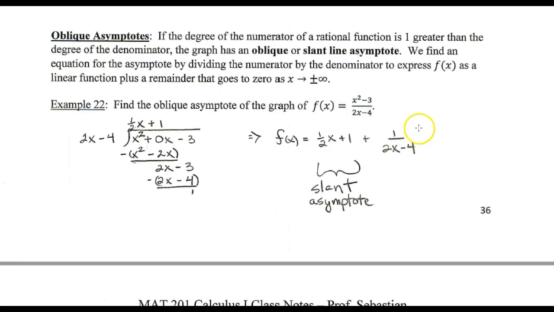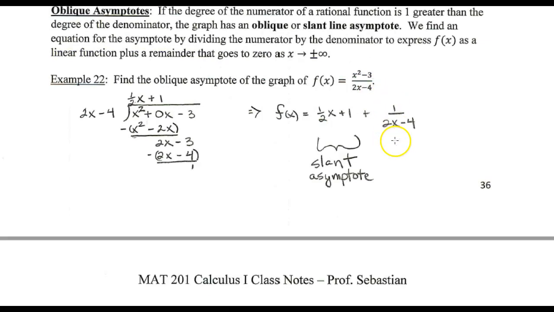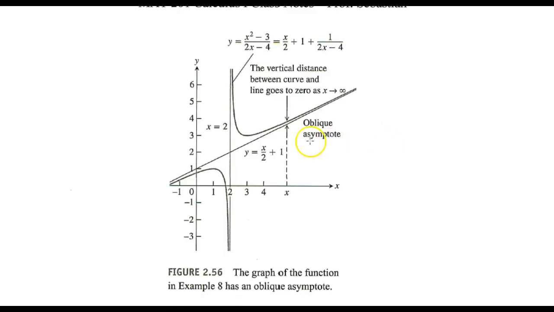So this function here is a rational function, right? f of x equals (x squared minus 3) divided by (2x minus 4). And if you look down here, here's the graph of it, right? Notice that we have this oblique asymptote. It's this line. It's not part of the function, but the function is getting closer and closer to that as x goes to infinity or as x goes to minus infinity. So how do I find this oblique asymptote?